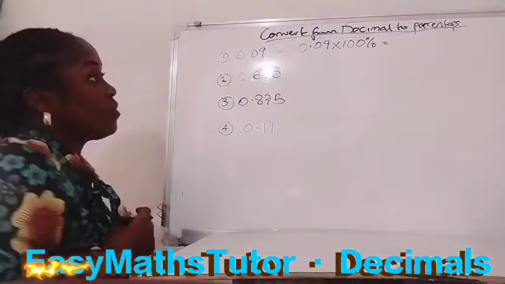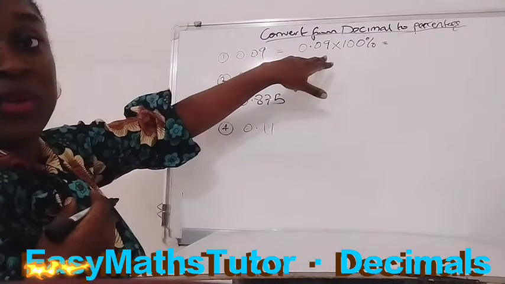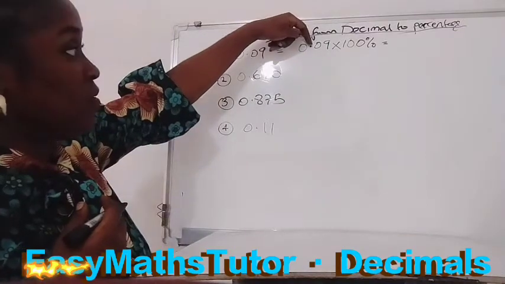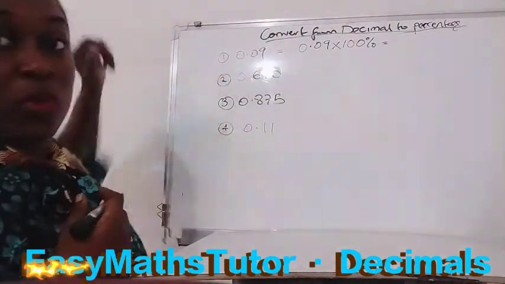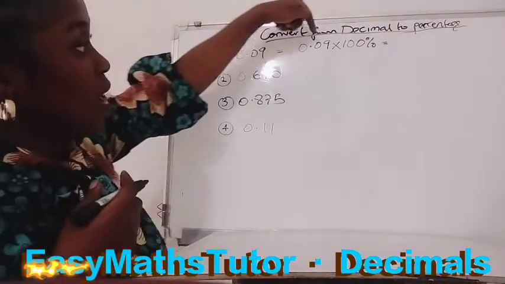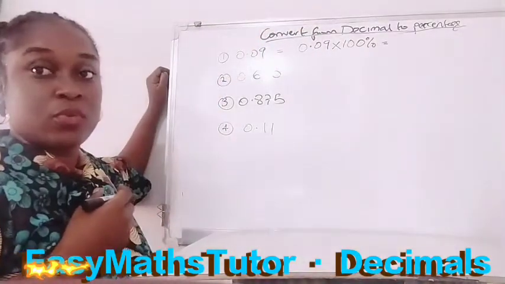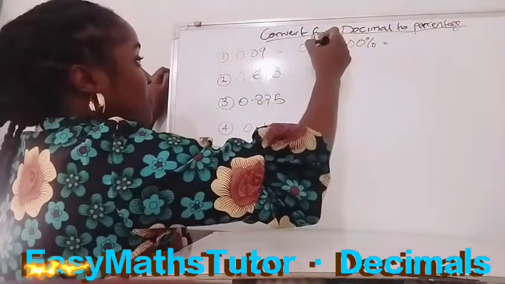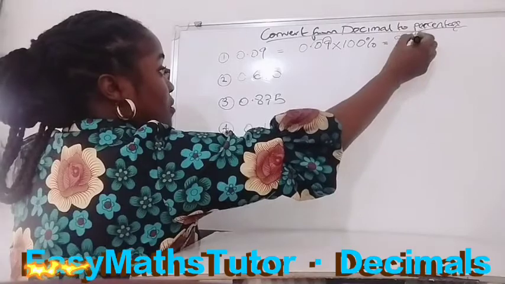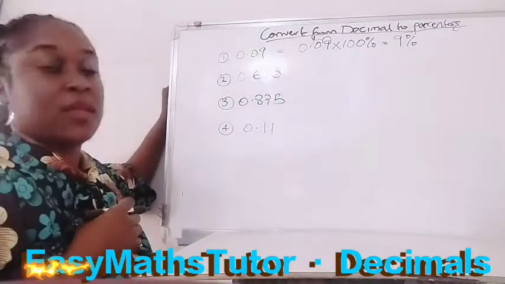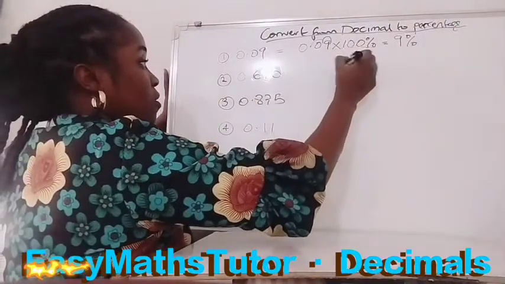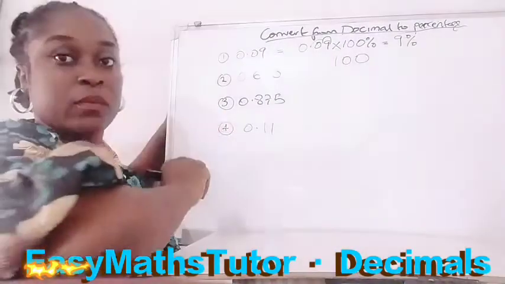Okay? So if we multiply 0.9 by 100, it means we're going to move the decimal place 2 times to your right. Moving it 2 times to your right, that is 1, 2, giving us 90%. That's one method. Another method, let's use a long multiplication method.